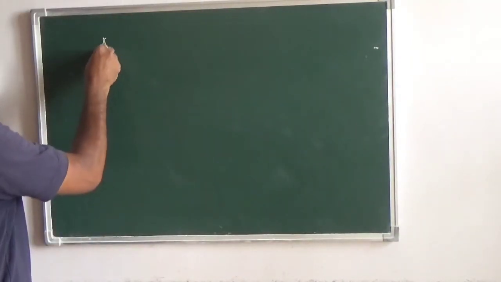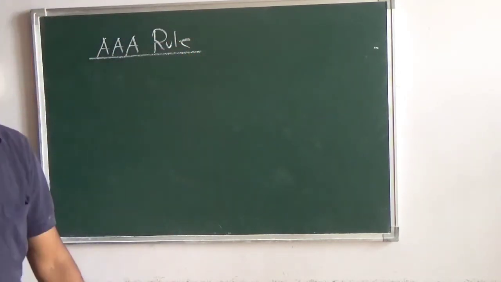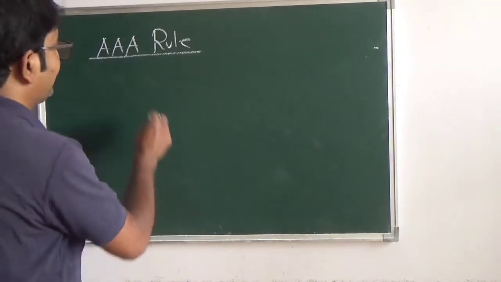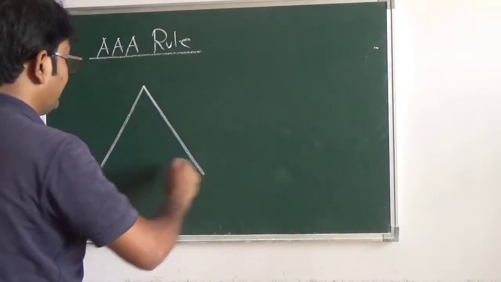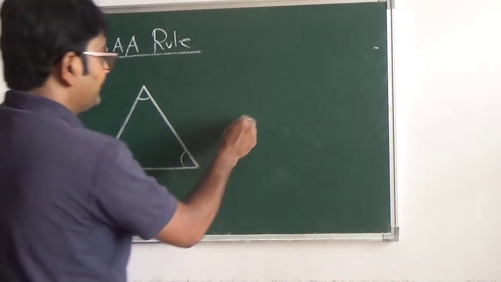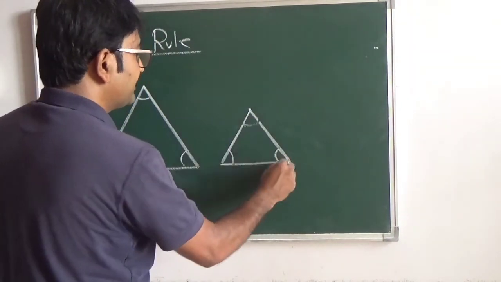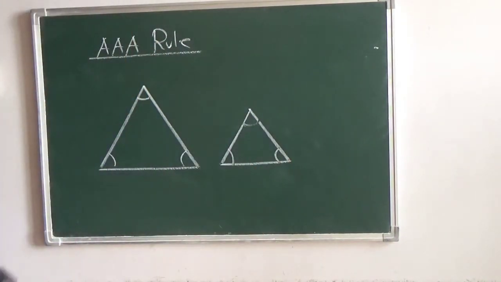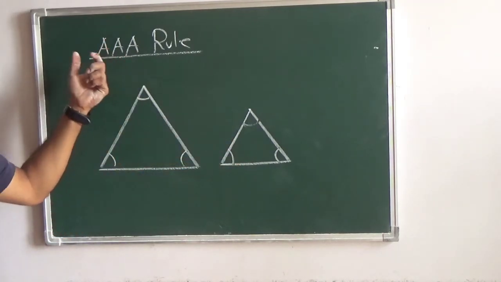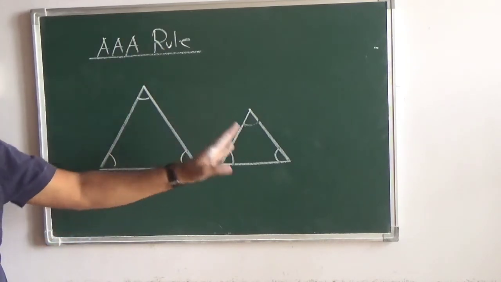If it is the AAA rule, that means all the corresponding angles are equal. In that case, there is a chance that the sizes may vary. Suppose this is an equilateral triangle. Each angle equals 60 degrees. But this is also an equilateral triangle whose angles are 60 degrees. Each equals 60, but you can see the sizes are different. Though their shapes are similar, the sizes are different. If you go by this angle rule, then sometimes it may not fulfill our requirement.